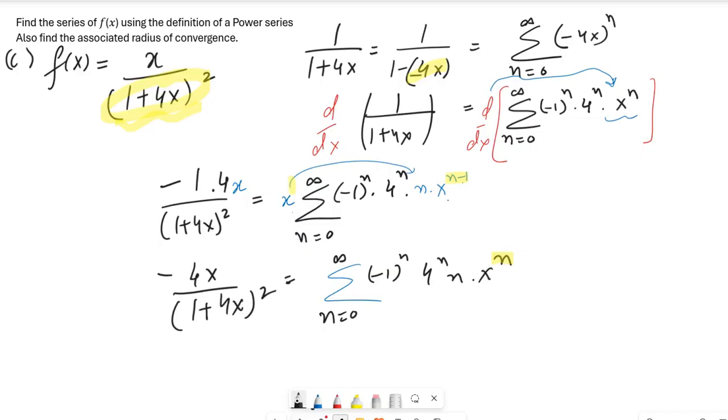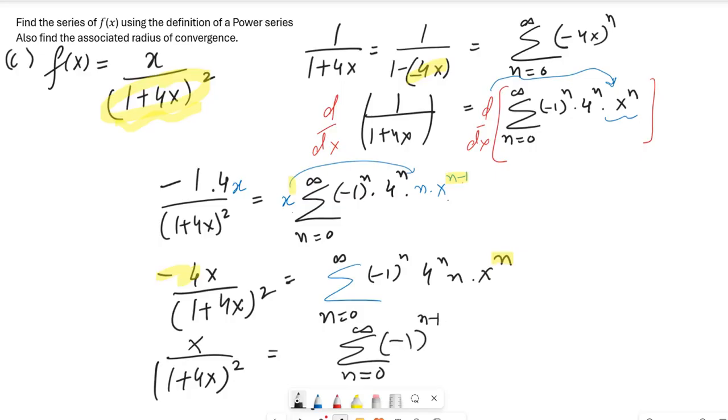We are almost done. We have almost the same function, but this negative 4 is extra. So we are going to divide both sides by negative 4. When we do that, we are only going to be left with this on the left hand side. And when I divide the right hand side by negative 4, one power of negative will go down, 4's power will go down, times n times x power n. So you see, this is your actual function.